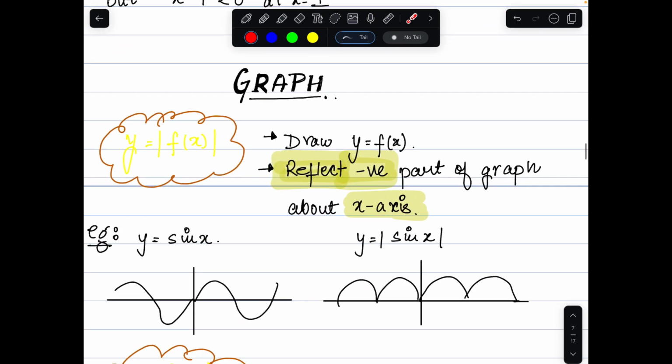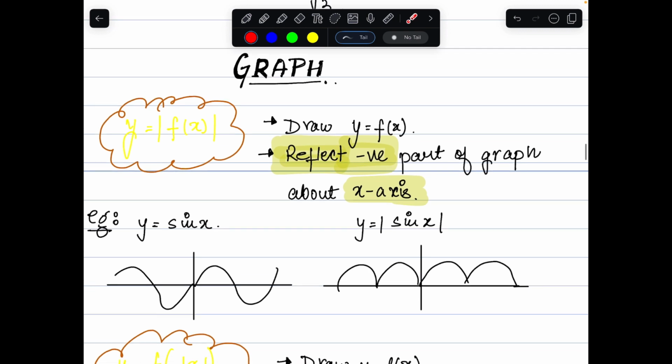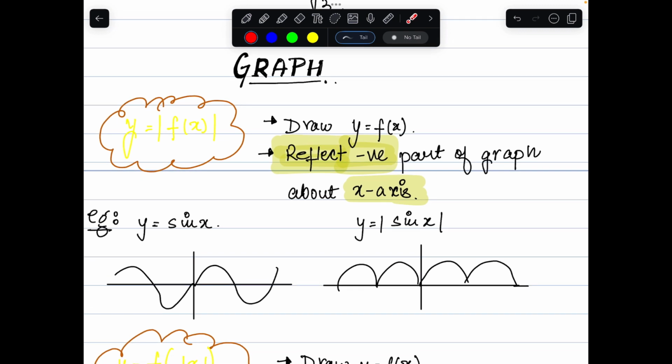Now let us start with a new topic, that is graphs, which is very interesting and easy to predict just by knowing some rules. So for today we will just focus on solving graphs with mod. First of all, for solving this, you need to know the graph of f of x. Any function given to you, you should be able to predict using derivatives and calculus topics, trigonometry topics, all this combined. You should be able to predict the graph, and thereby we can proceed further.